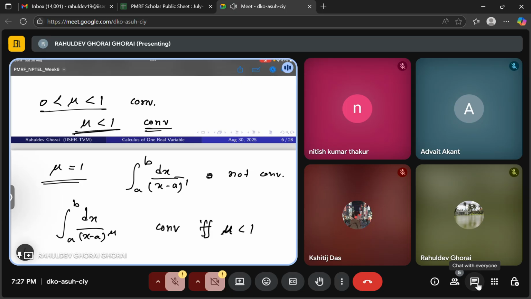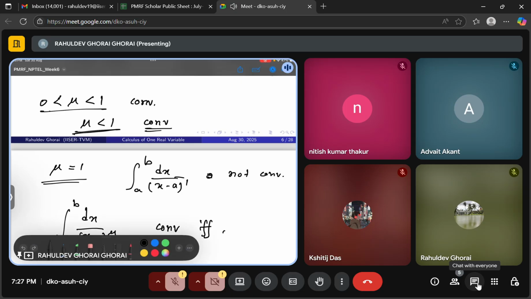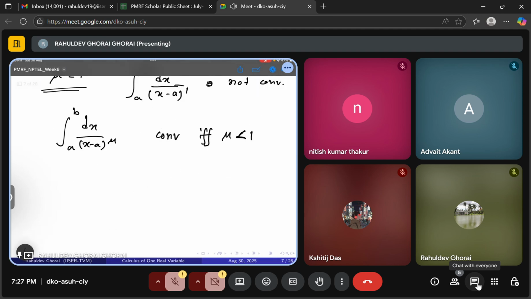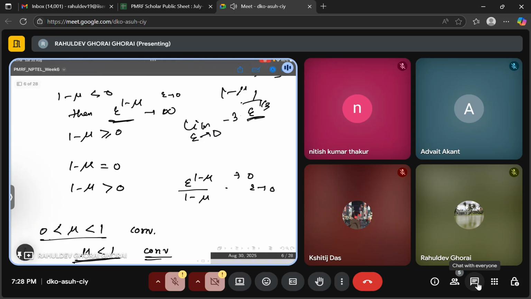This is a very strong result. Mu is a real number where mu is strictly less than 1. It can be any number, negative or positive, but it has to be strictly less than 1, not even 1. So you can use this epsilon definition and show that this is convergent when mu is less than 1. Is this okay? Did you understand what I have done here?